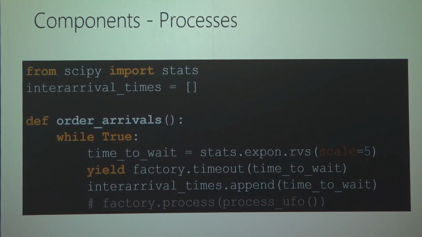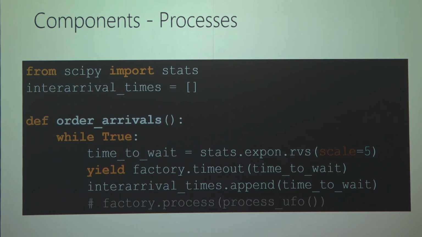So we first import stats from SciPy to be able to do the sampling, and we want to do some bookkeeping, so I have a list that we can append these inter-arrival times to. And our generator, this is an infinite generator. It will just keep going. Every time we ask for next, it will generate a new event. And as you can see here, in the time to wait, we ask, okay, how much time until the next event? Then we do a yield, and we ask the factory, that's our environment, to generate a timeout event.